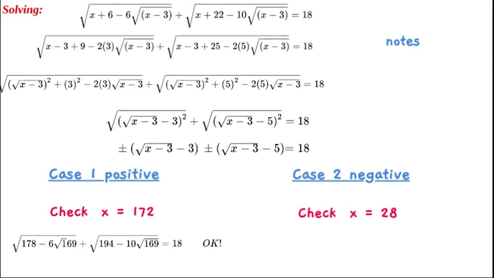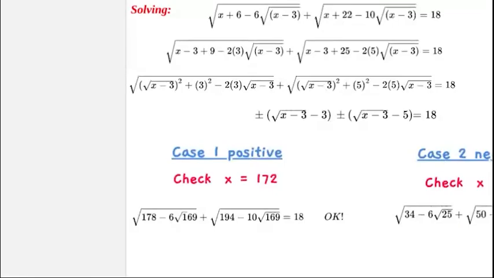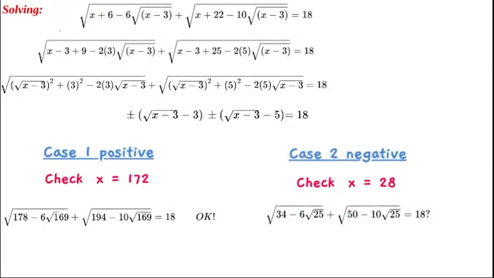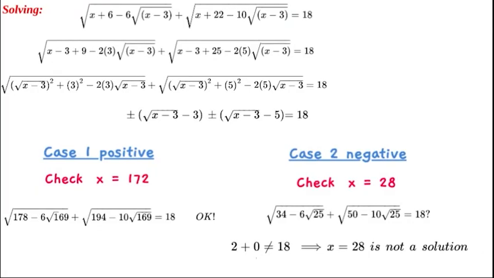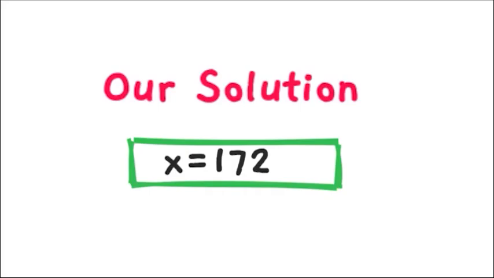Case 2, which is negative, we're going to have the value of x equal to 28. Now let's substitute it into the original radical equation. We are going to get 28 plus 6 is 34, and x plus 22 is 28 plus 22, which is 50. So when we put it all together and check our answer, we calculate 2 plus 0, which is not equal to 18. Therefore, this value is not a solution. And finally, the solution to the radical equation is x is equal to 172.